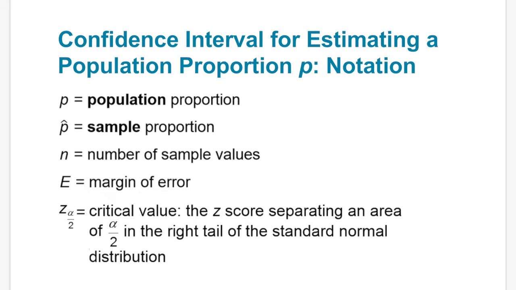Here are the notations. p is the population proportion, which is the number that we are trying to estimate. p hat is the sample proportion. To find q hat, we are going to take 1 minus p hat. n is the number of sample values, which is your sample size. E is the margin of error. And z of alpha half is the critical value, which is the z-score separating an area of alpha half in the right tail of a standard normal distribution.